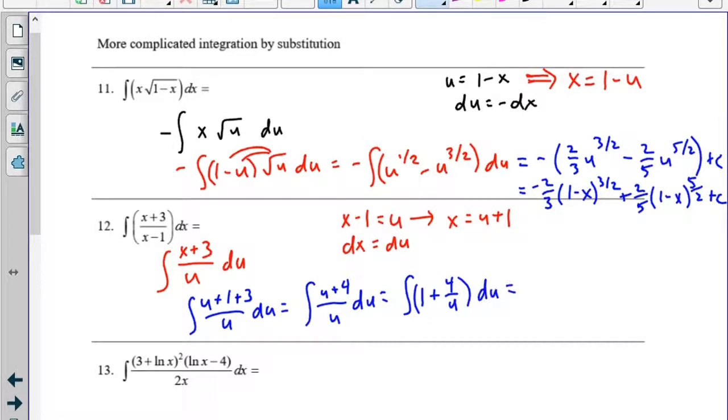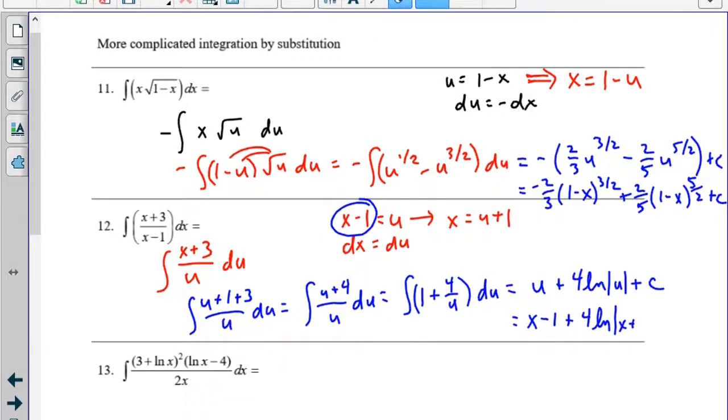Now I integrate this. The integral of 1 is u. The integral of 4 over u is 4 times the natural log of the absolute value of u plus c. And now I can substitute x minus 1 in where u was. So I have x minus 1 plus 4 natural log of the absolute value of x minus 1 plus c. And that's how I do number 12.